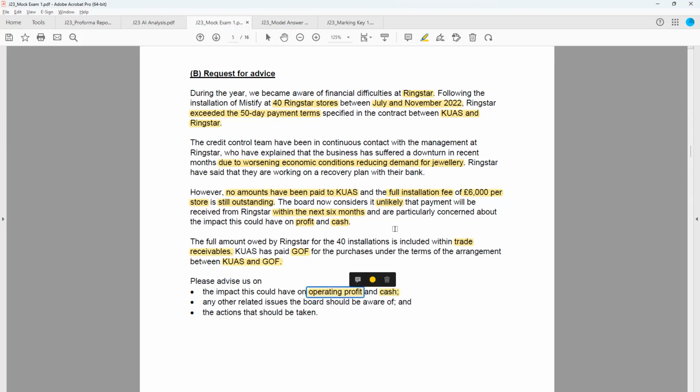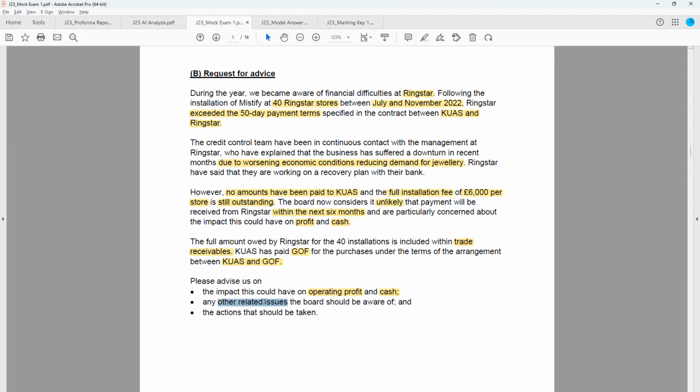So of course, with the receivables written off, that will reduce operating profit. And if they don't receive the money, then obviously that's going to have an adverse impact on cash, because they won't be receiving that cash that they had been expected to receive from the sale, and obviously they've paid out for the purchases.